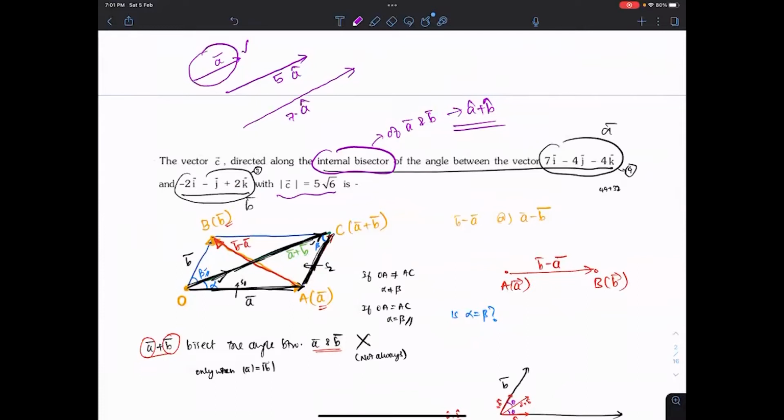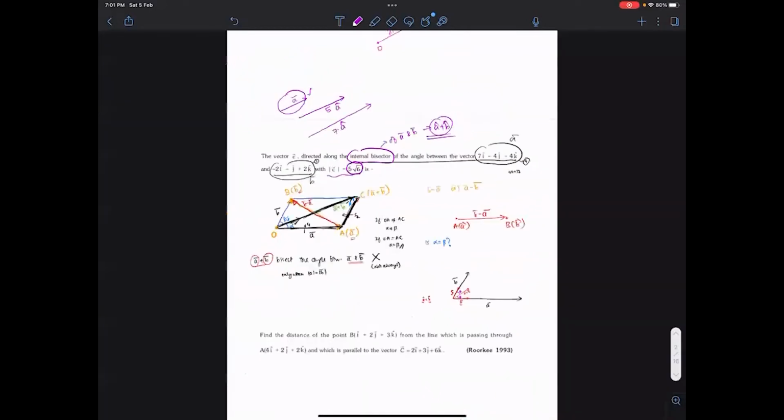Now we need a vector of length 5 root 6 in the direction of A cap plus B cap. So I hope you can understand what to do. Okay.